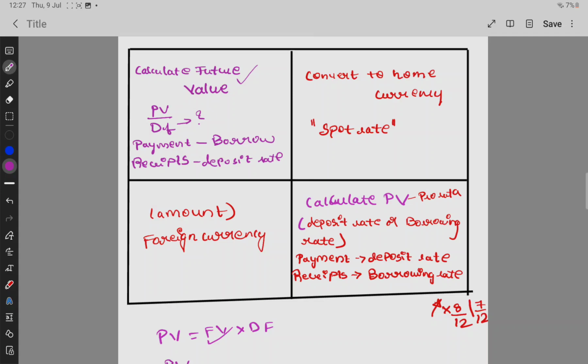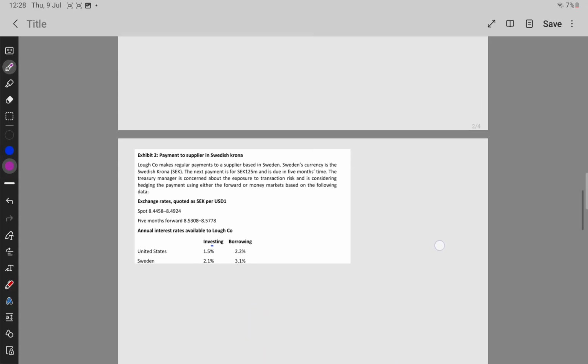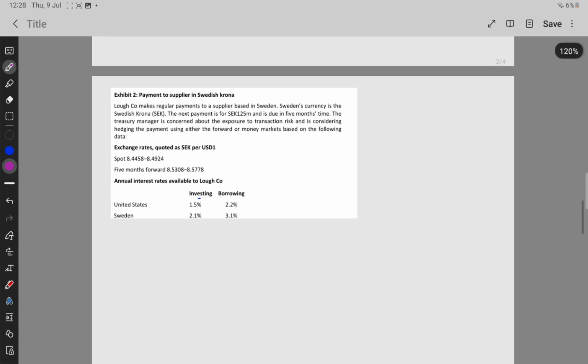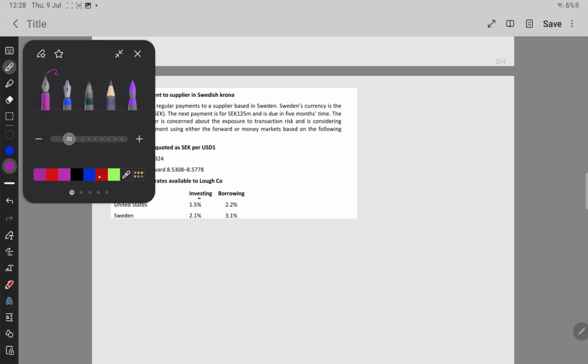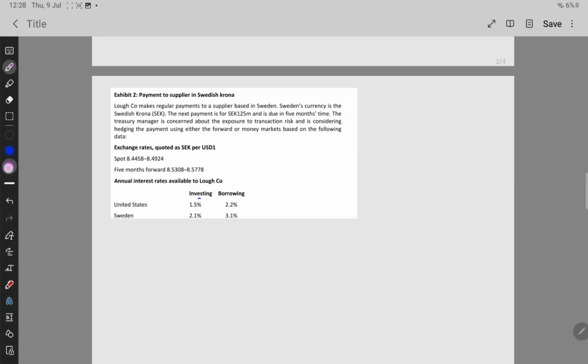So shall we do a question on this? Let's do a small question. This question is from the KIT only. It's SEK and USD, so the Swedish currency and the US dollar. I'll get my calculator also. Since this is just a concept based question, I am doing it manually, but I prefer you guys to do it in Excel only. That's how it is easy.